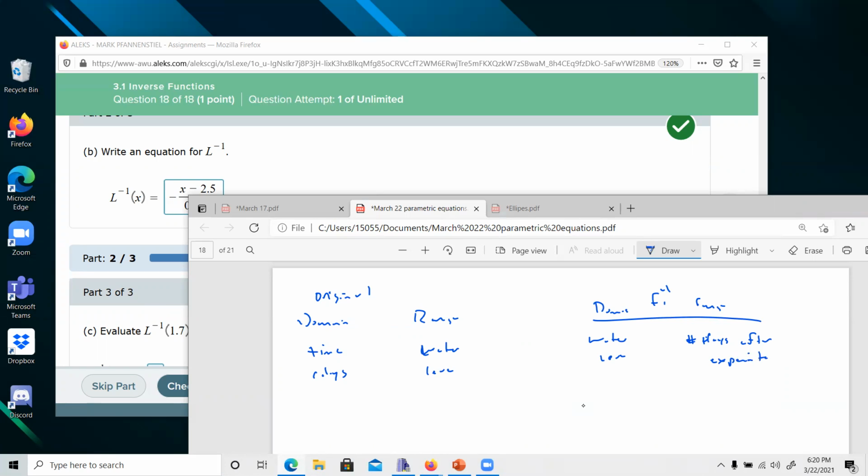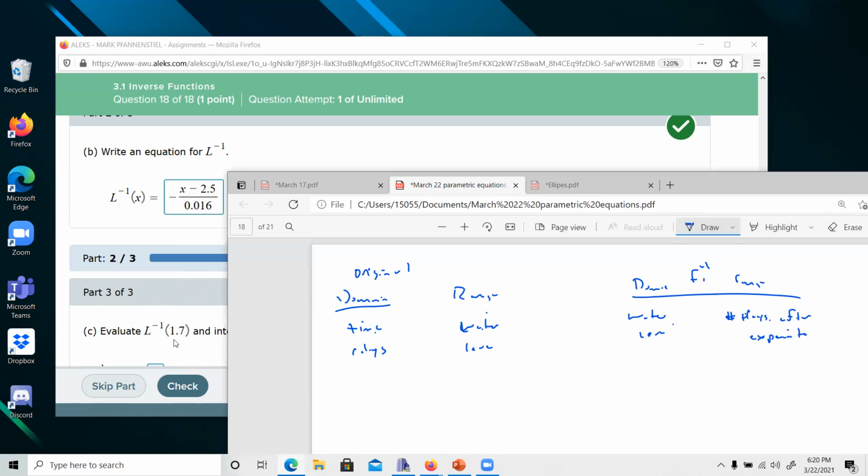Okay. When you have word problems like this, they can be awfully confusing, and I really do recommend you write out what the domain is. It's the time, that's going to go to the range. Write out the range. That's the water level, it's going to go to your domain. So when they're asking, what's my water level? This 1.7, the puddle of the water is 1.7 feet deep. Okay, that's what they mean. So when I plug that in here, we have 1.7 minus 2.5 divided by 0.016.